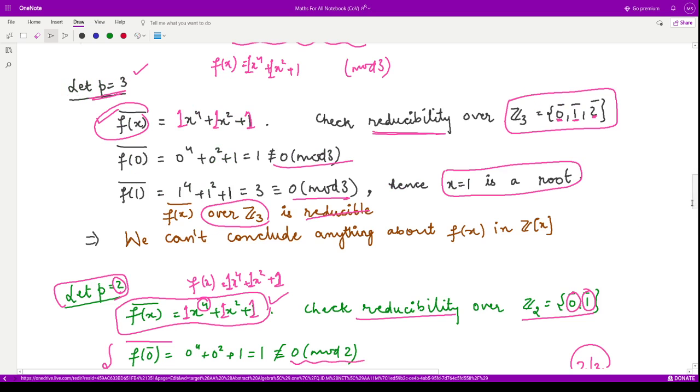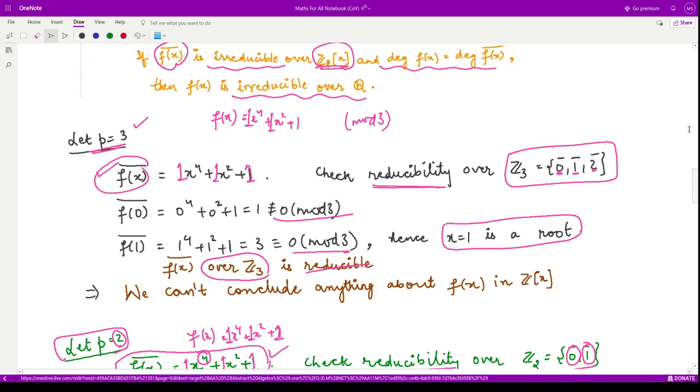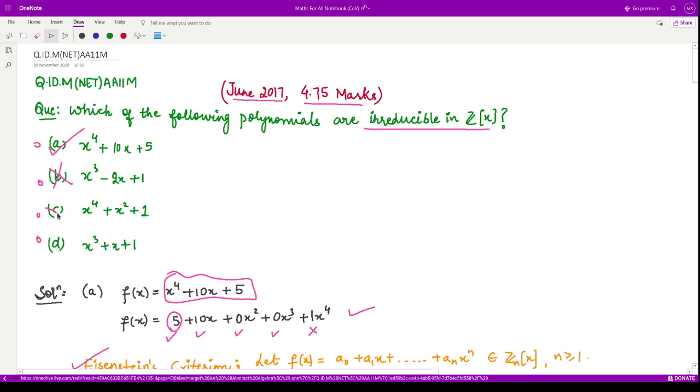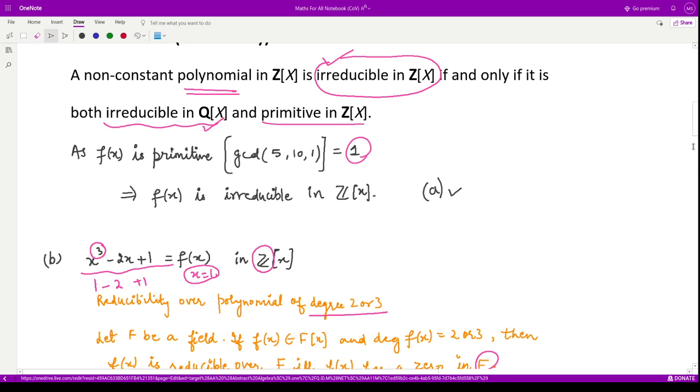Therefore, option C is incorrect, right? For option D, we have again a cubic polynomial.